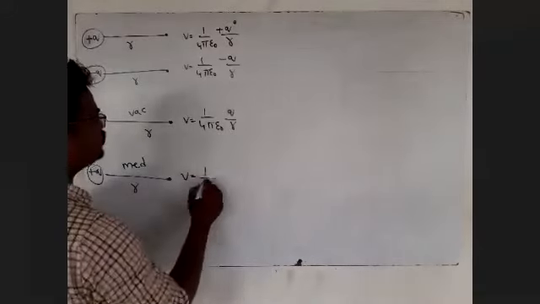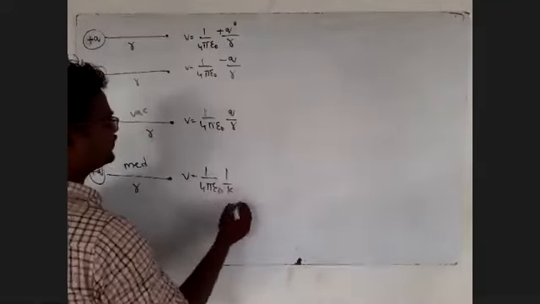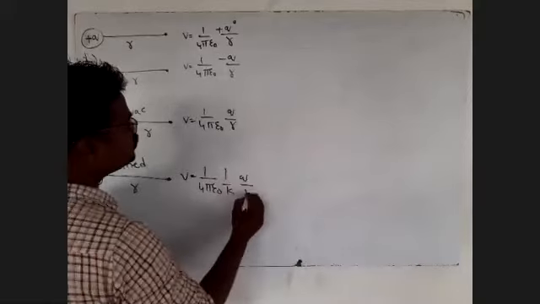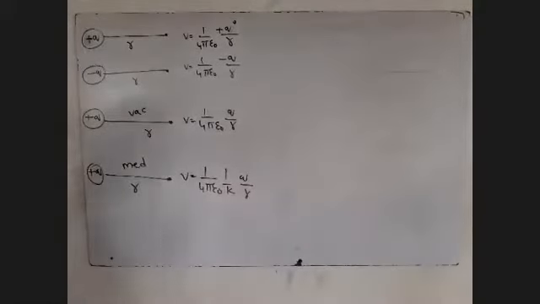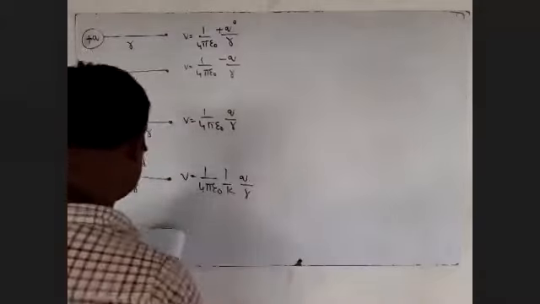That is V is equal to 1 by 4 pi epsilon naught, 1 by K, where K means this is a medium, times Q by R. Q by R we are taking. Okay, this is a point.